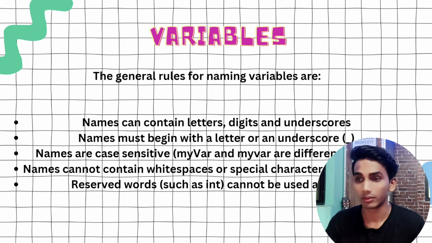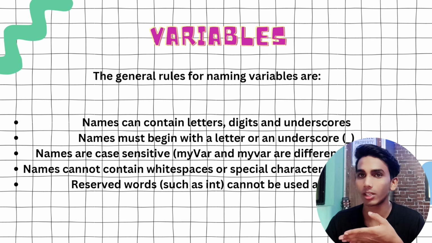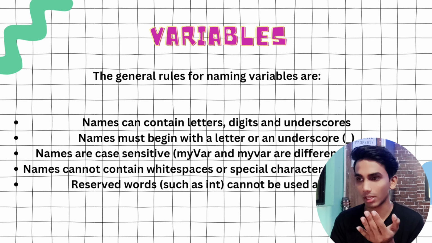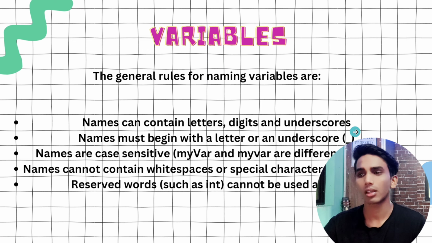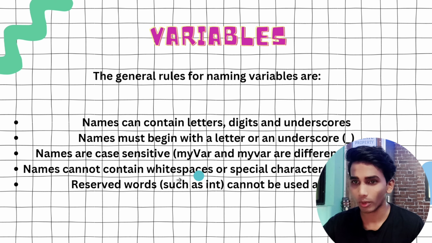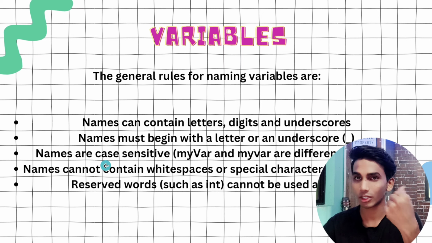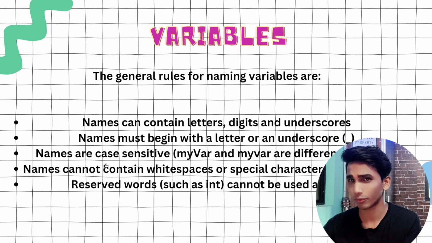Names must begin with a letter or an underscore. The name of a variable should start with an underscore, which is visible in this part, or else a letter. It can't start with a number. So we'll see valid variable names in later slides, and you will understand it very well. This is the second point. You should note it while declaring; I will talk about the declaration, initialization and definition of variables. Before that, let's understand these rules.